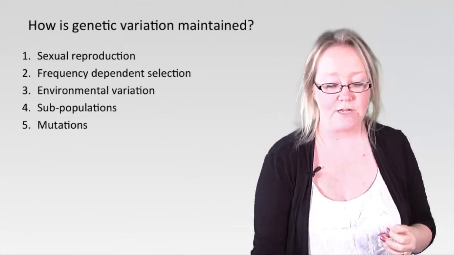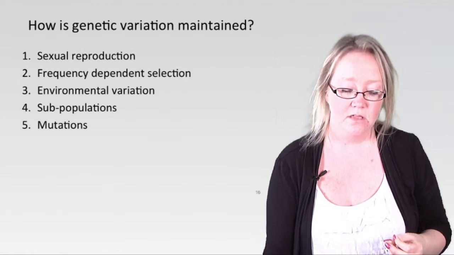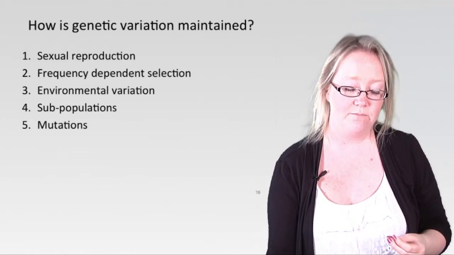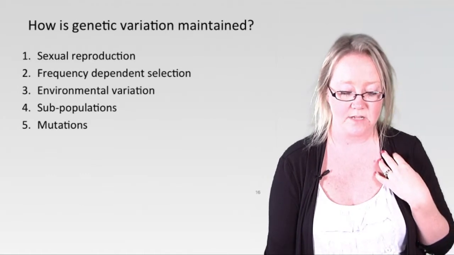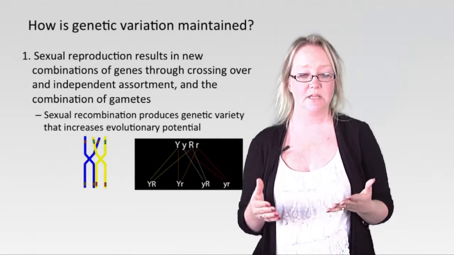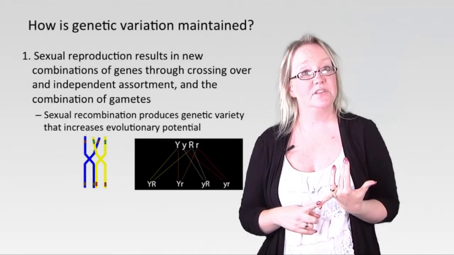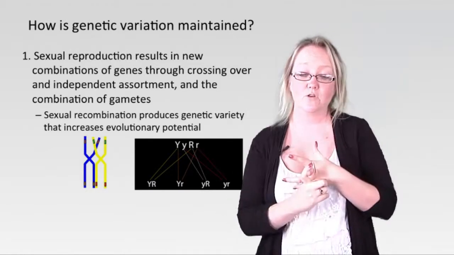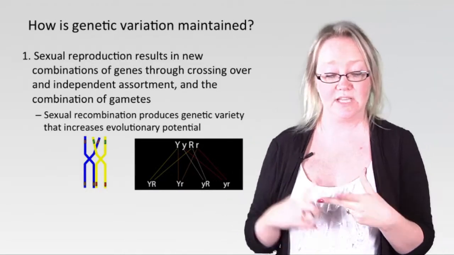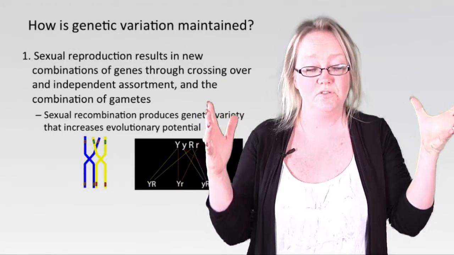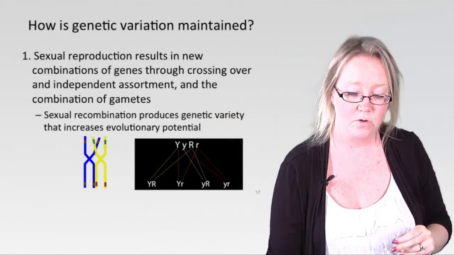Looking at something called frequency-dependent selection. Third, environmental variation, four, subpopulations, and five, mutations. We're going to walk through each of these pieces separately. So looking at first at sexual reproduction, I talked about this. New combinations of genes, different gametes, different chromosomes appearing in those gametes, crossing over, independent assortment, all those kinds of things contribute to greater genetic variation within these organisms.